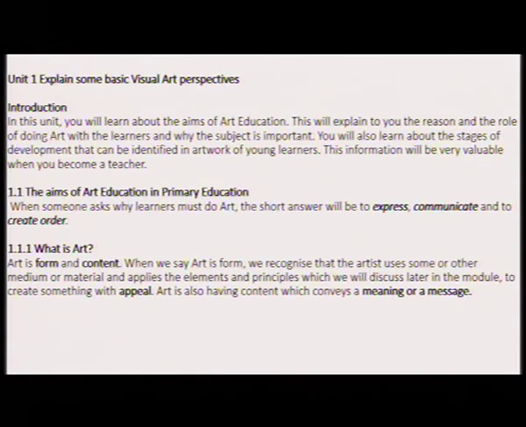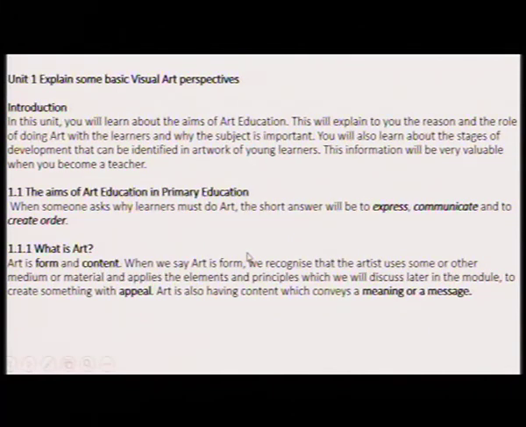And this information will be very important to you as a prospective teacher. If you are not already teaching art, this is the information that you will need to pay attention to and to understand, so that when you become a teacher, or even if you are already a teacher, you can improve and also improvise where you can.